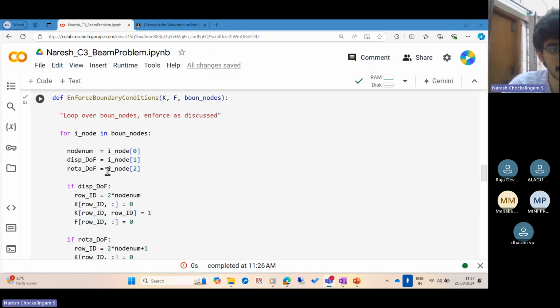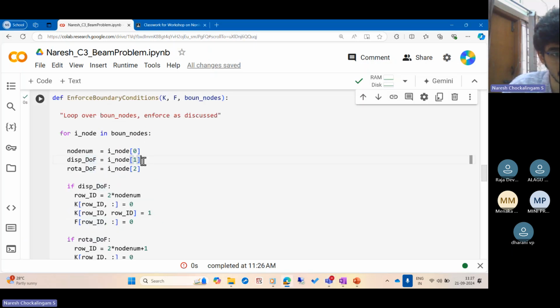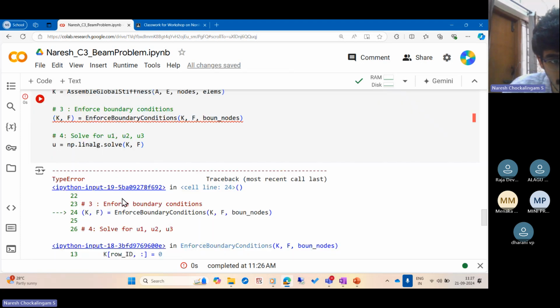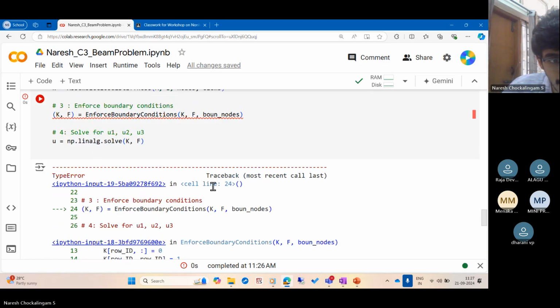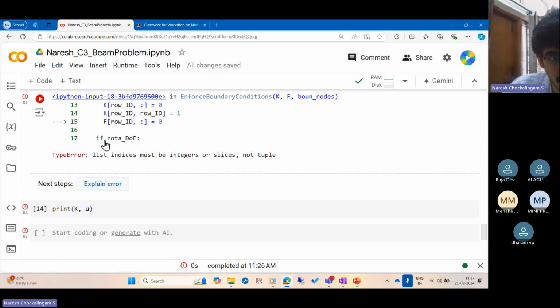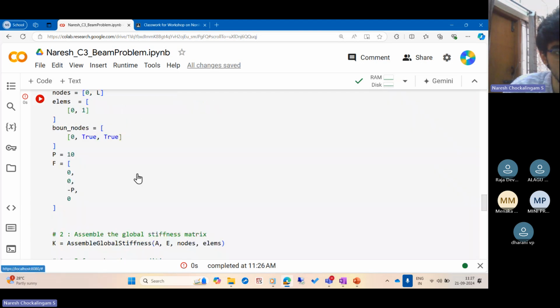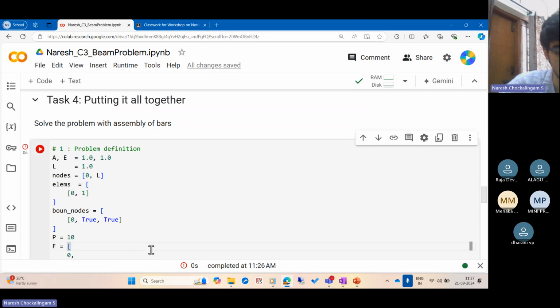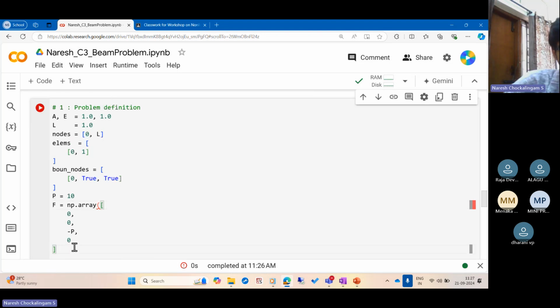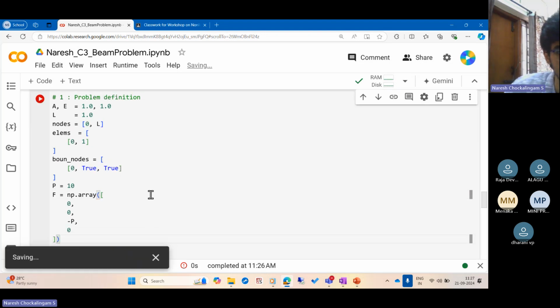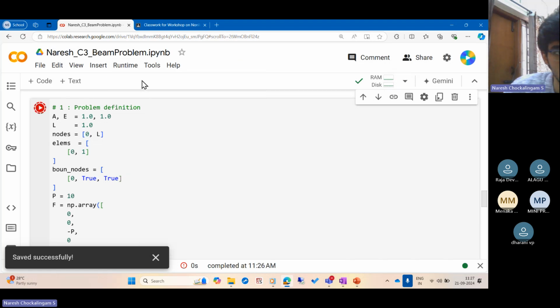Yeah. So what happens is it will say what we have said, what displacement degree of freedom is. This is coming from boundary nodes, so that's not a problem. It will be enforced. But the problem is not that. It says here list indices must be integer slices, not tuple. Okay, so F is the problem. F has to be np.array. We didn't make it a numpy array. That caused the issue. Okay, now it will be fine. Now let me run this. Run all.